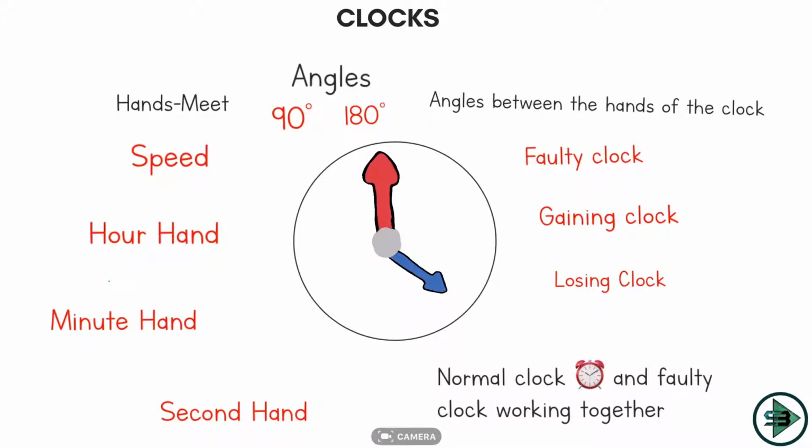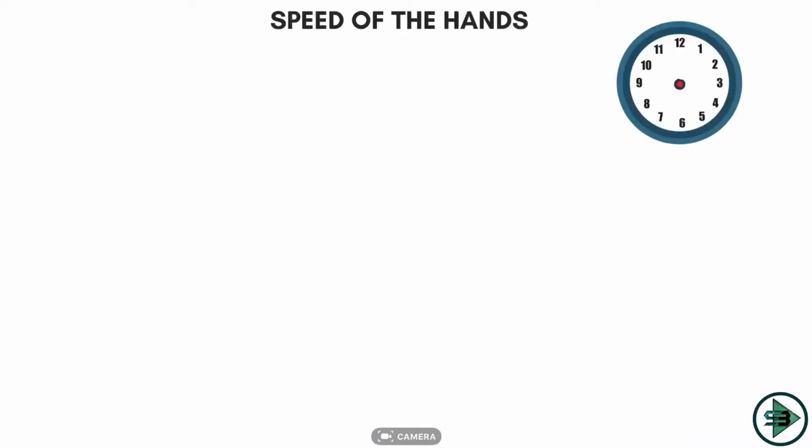So let's start with the first kind of problem, where we study the speed of the hands. I need to find out the speed of two hands. My convention here is the red hand that I am drawing is a minute hand, and the blue hand is an hour hand. So if I have to make 3 o'clock in the watch, what will I do? I'll put the minute hand at 12 and the hour hand at 3. So I know it is 3 o'clock in the watch.